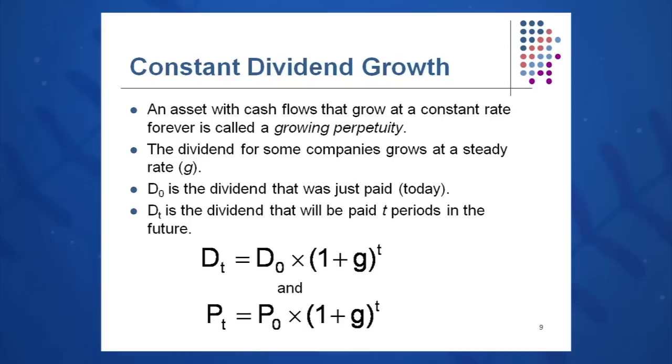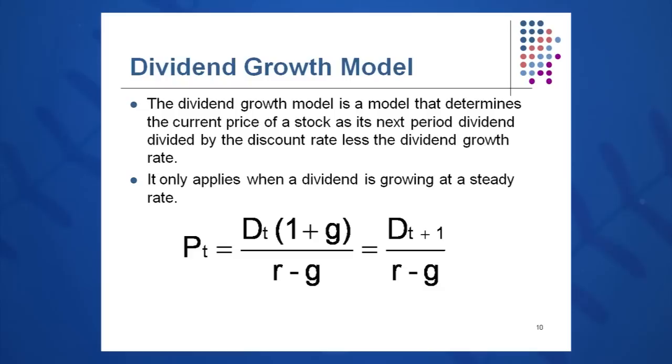In model number three, the constant dividend growth model, we have a constantly growing perpetuity. We have a constant fixed growth rate that's declared by the company, and therefore we can look at the price of the stock today as being the next dividend, D1, over R minus G. Another way to look at it: the price of the stock at any time T, like P15, is equal to D16 over R minus G, again, next dividend over R minus G.